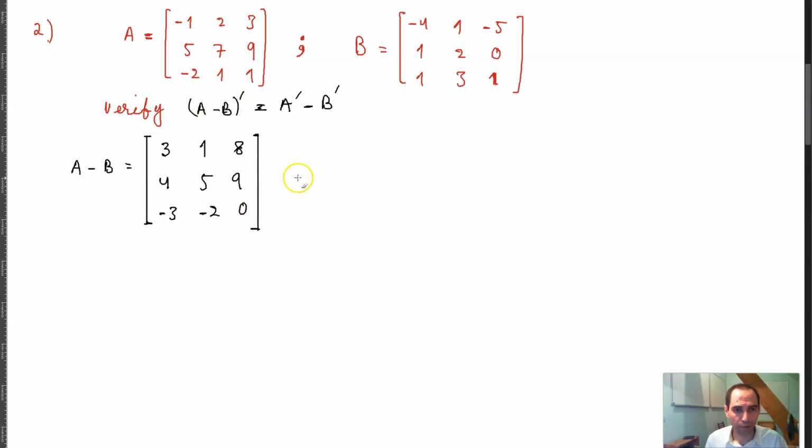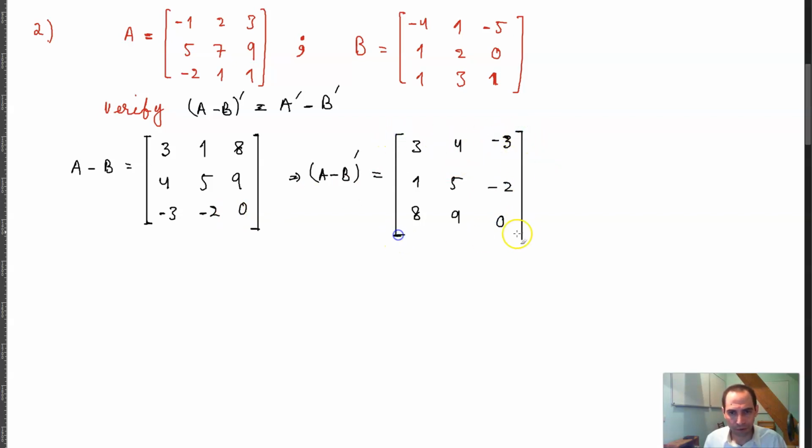Now, (A minus B) whole prime, which is the transpose of this matrix, is therefore going to be, take all the rows and make columns out of them, meaning that this becomes 3, 1, for example, 8, 4, 5, 9, and negative 3, negative 2, negative 3, negative 2, and 0.